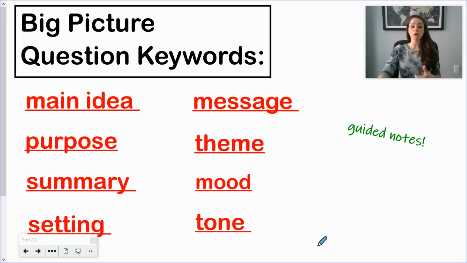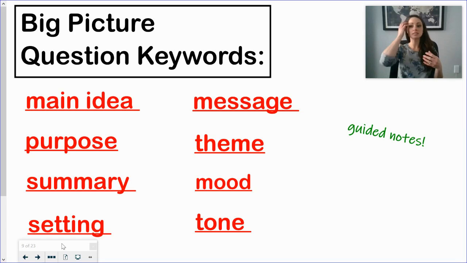So our keywords, we have 8 keywords associated with big picture questions. And those keywords are main idea, purpose, summary, setting, message, theme, mood, and tone. These literary terms are probably very familiar to you. All of these terms require you to think big.